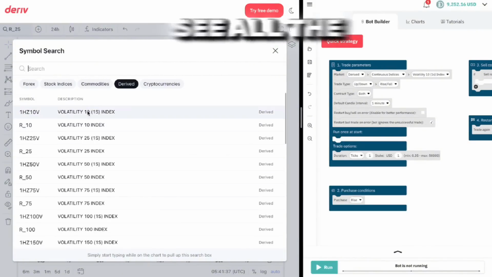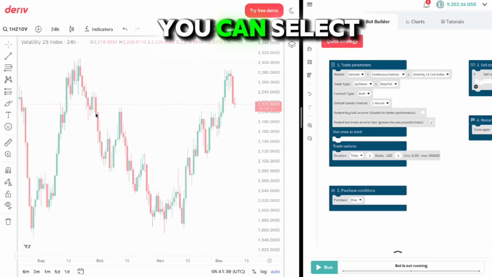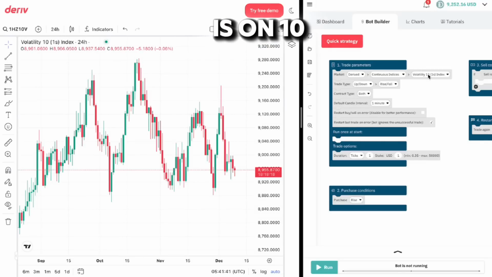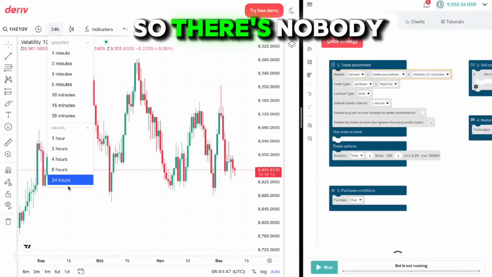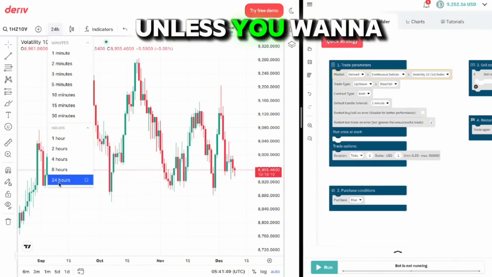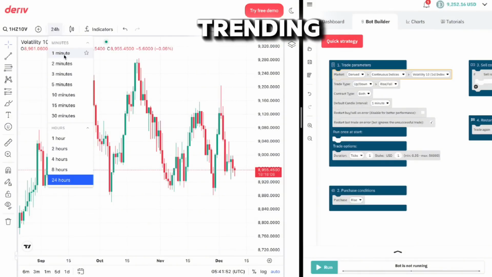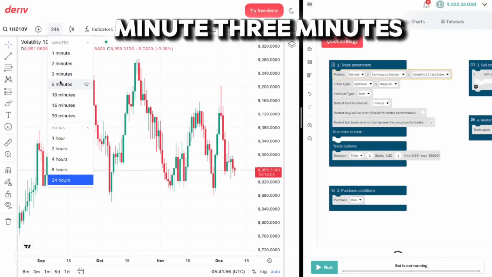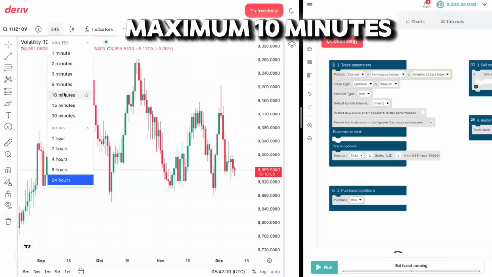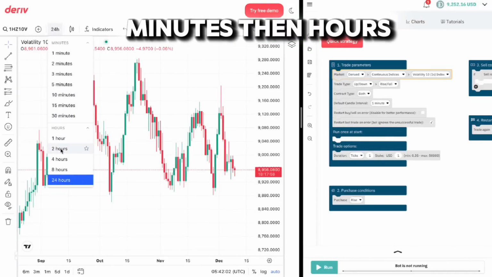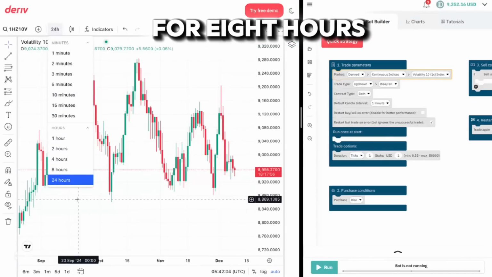So you can see all the volatilities here just by deleting that. You can select 10-1s because our bot is on 10-1s. And then we have the time frame here. So there's nobody who is trading 24 hours unless you want to check how the market is trending. From there, we have 1 minute, 2 minutes, 3 minutes. If you're scalping, 1, 2, 3, 5 maximum, 10 minutes, 15 minutes, 30 minutes. Then hours, we have 1 hour, 2 hour, 4 hour, 8 hours.